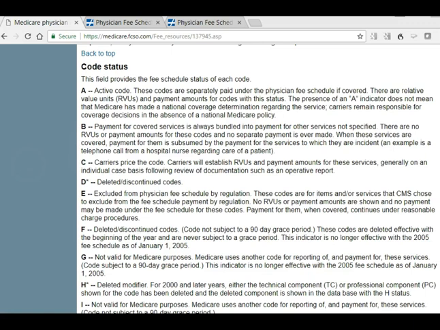So that might be a carrier priced case. All right, then you have deleted codes excluded by regulation. Deleted or discontinued codes. Okay. Scroll down here a little bit.